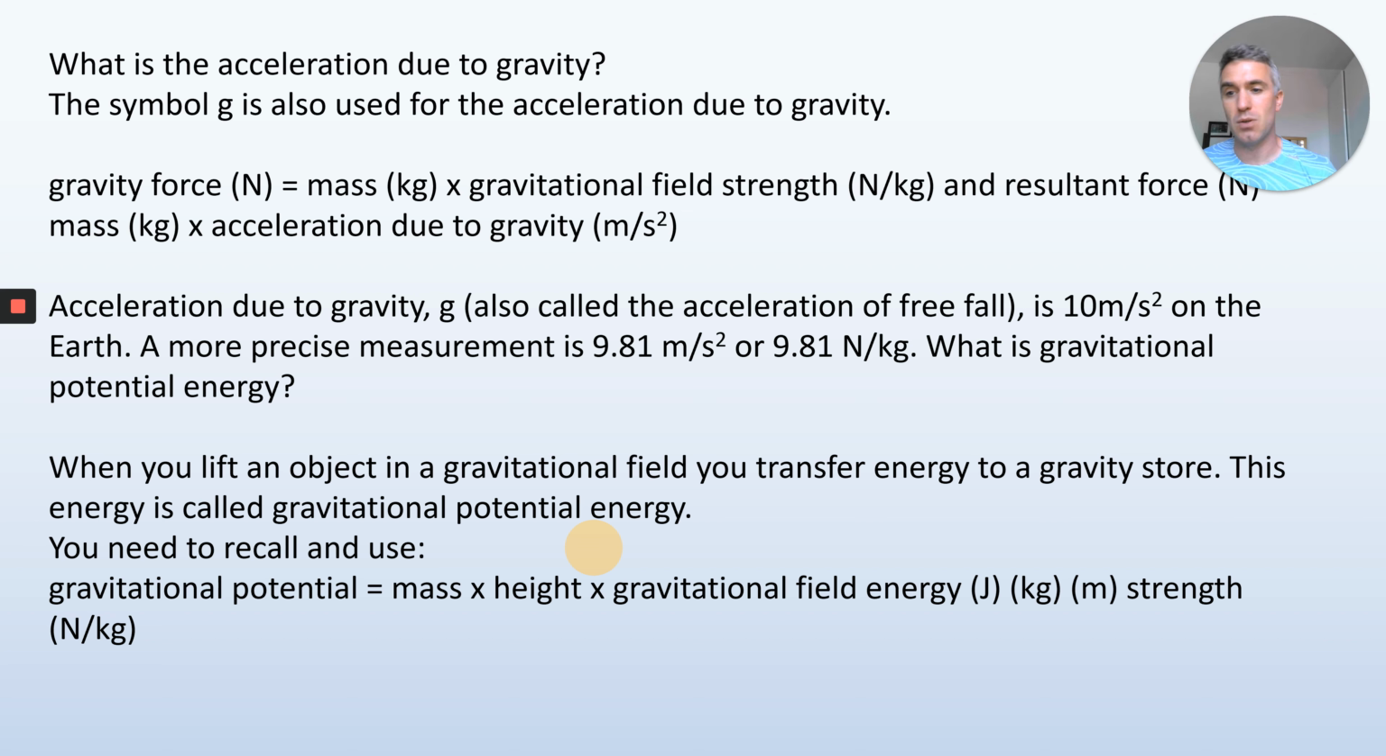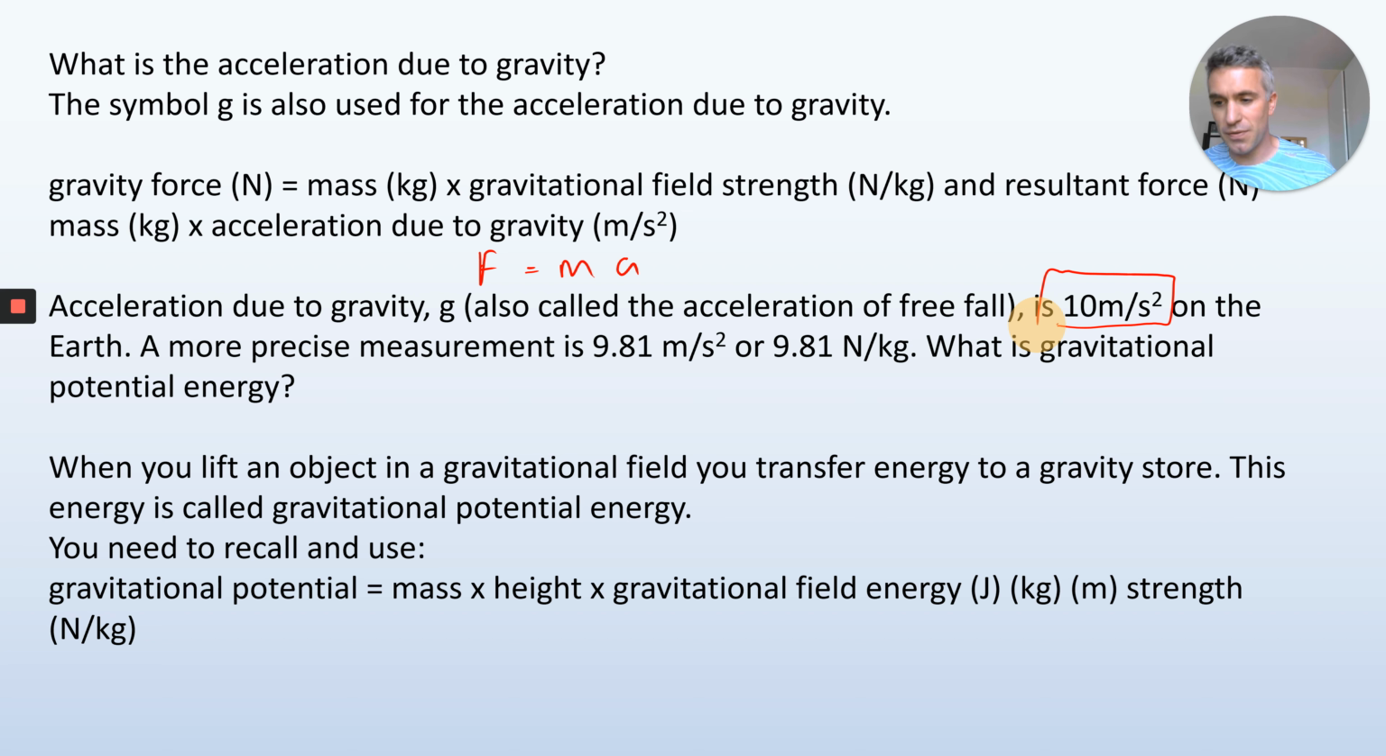So the force is F equals ma. Mass times the gravitational field strength, which is the same as mass times the acceleration. On Earth, as we have said, the gravitational field strength is 10 newtons per kilogram, but it's also 10 meters per second squared. More precisely, if you carried on doing physics at A level, it would be 9.81.